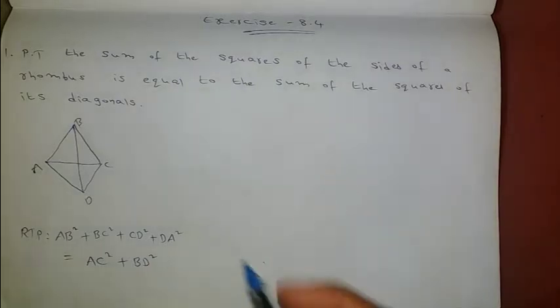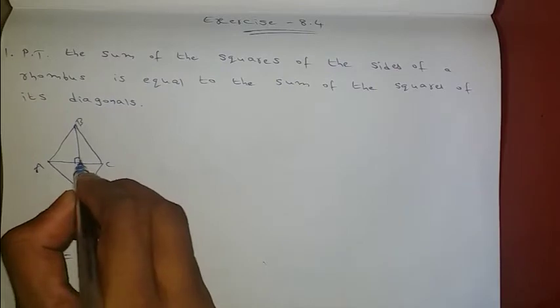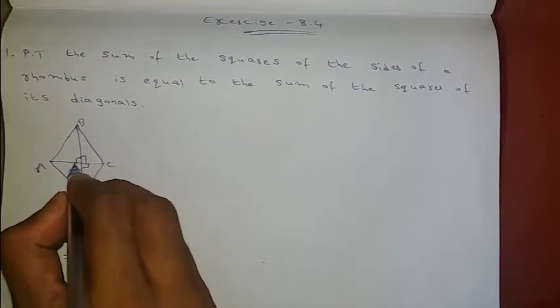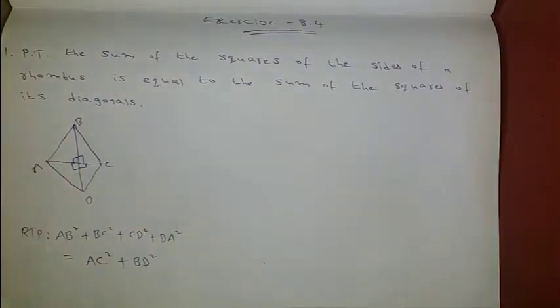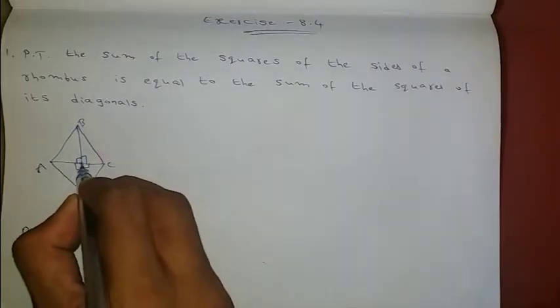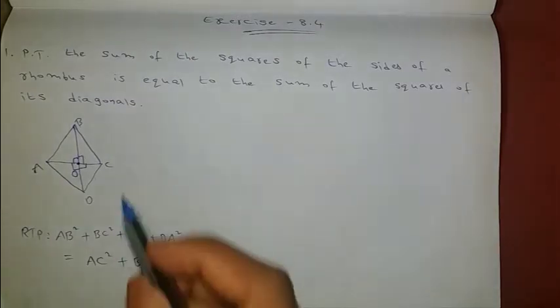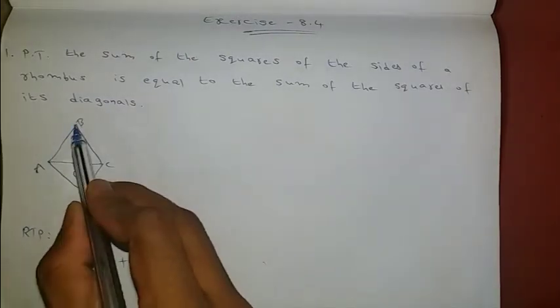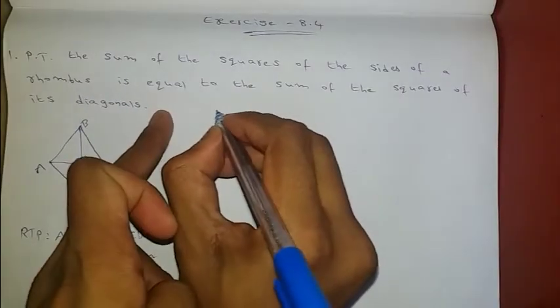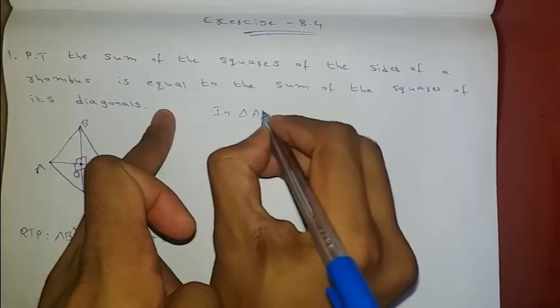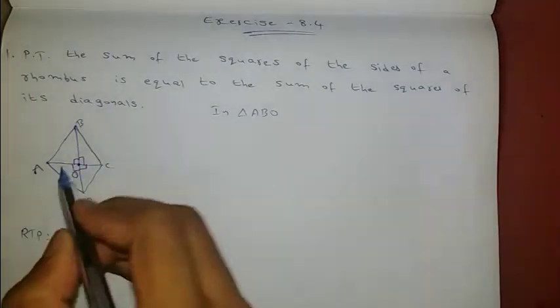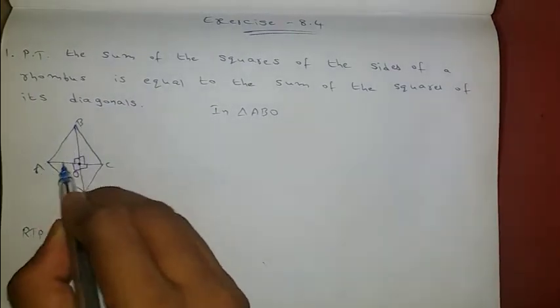So what I will do, already we know diagonals of a rhombus bisect perpendicularly. So this is 90 degrees, this is 90 degrees, this is 90 degrees, this is 90 degrees. Everything is 90 degrees. And this is the center where those two diagonals are touching each other. I am taking some point O. Now I will take this triangle ABO. In triangle ABO, here it is 90 degrees, so this will become a right angle triangle.